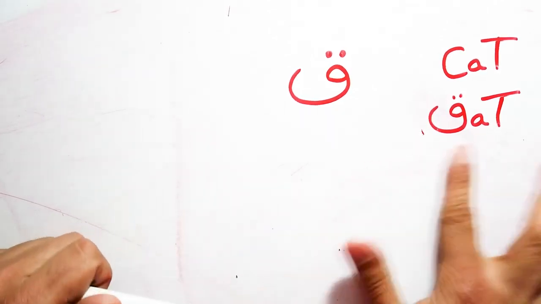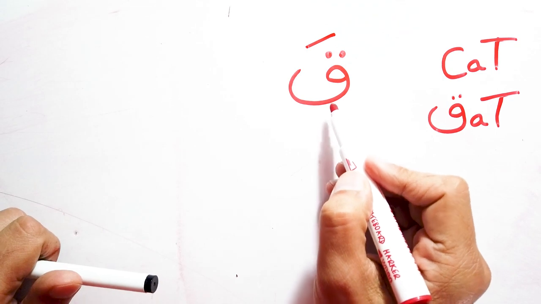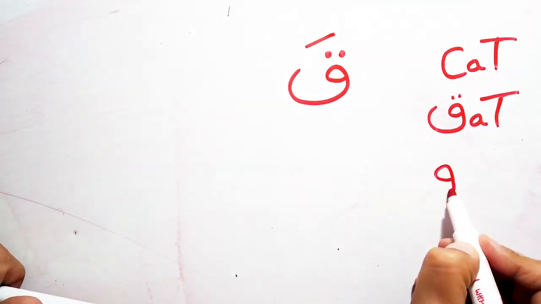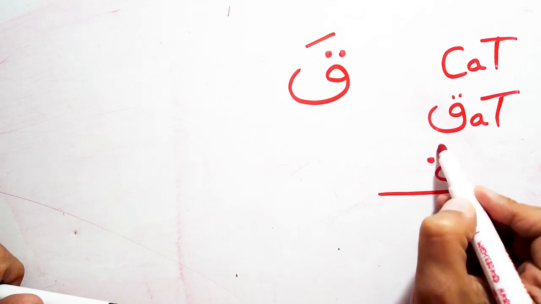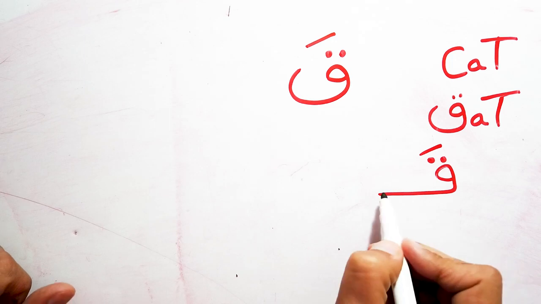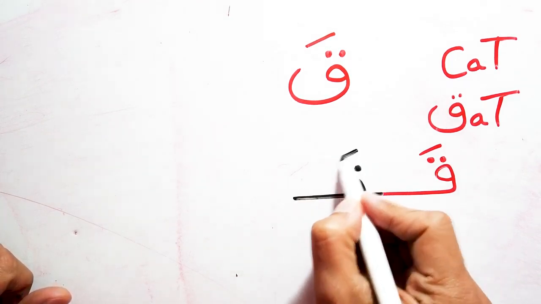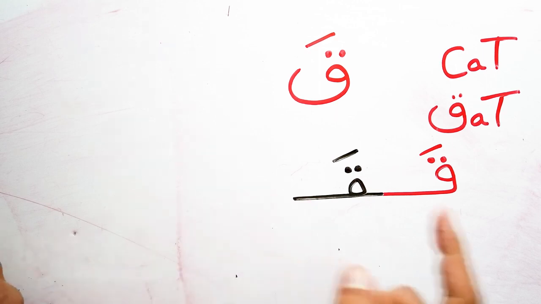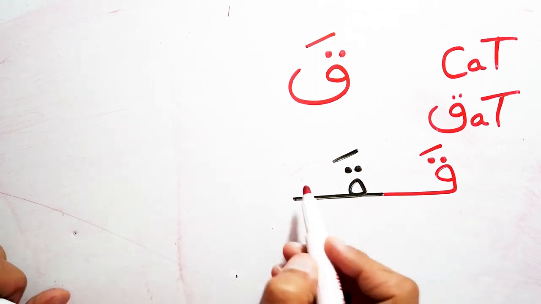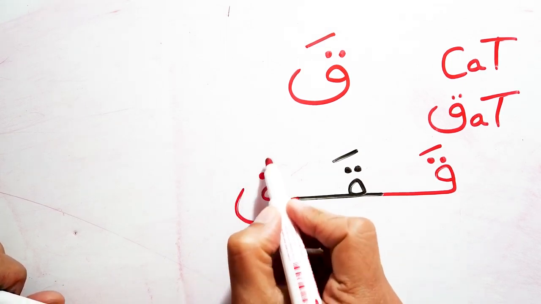Let's add fatha. We have here qa, qa, qa. Qa in the beginning of the word is like this. Qa in the middle of the word is like this. And the qa in the end of the word is like this.